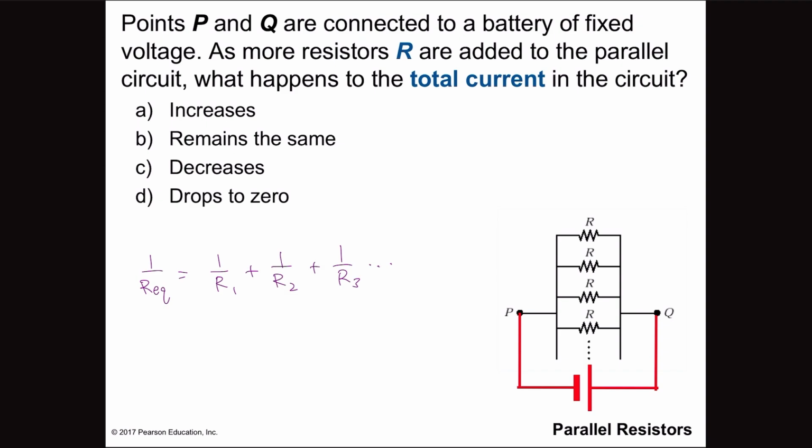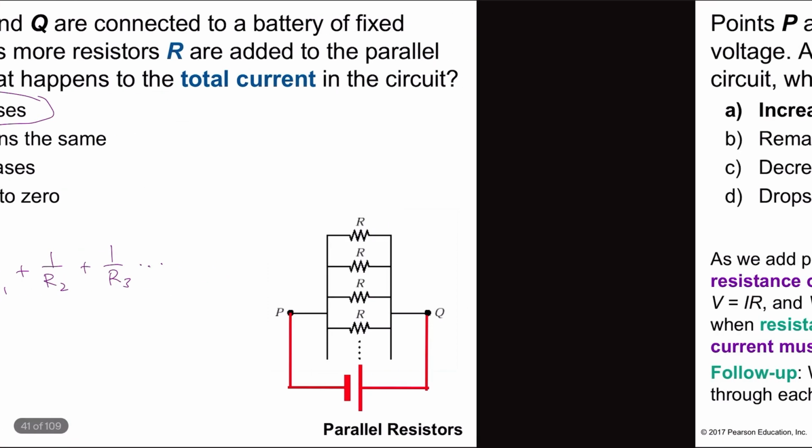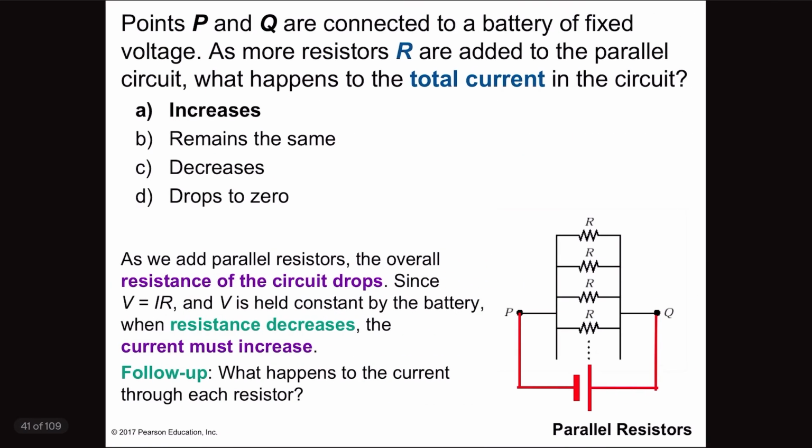And so if we're just adding a bunch of these up like this, every time we put a new one on, we are decreasing the total resistance. And if we decrease the total resistance, then the total current is going to increase. Okay, if you keep adding more.